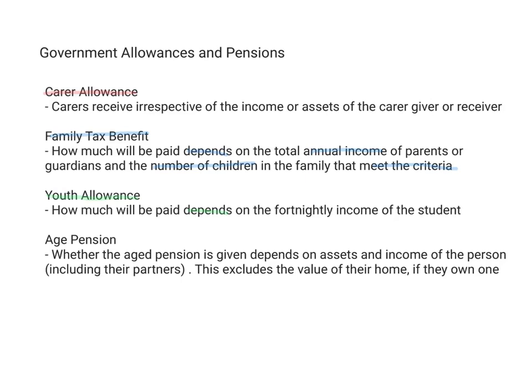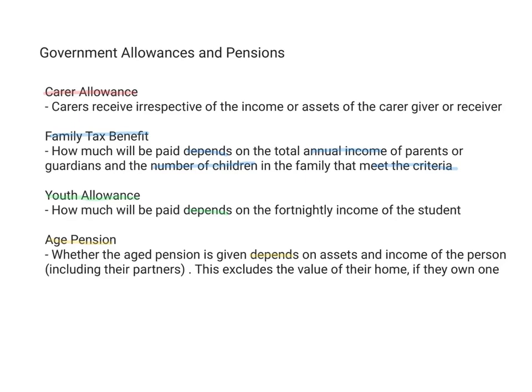The final one is the age pension. Whether the aged person is given the age pension depends on their assets and the income of the person, and that includes their partners. The one thing that doesn't come into their assets is the value of their home. So if they've paid off their home, they actually don't take that into consideration when they're working out the age pension.